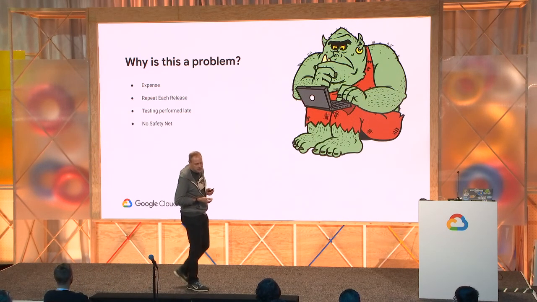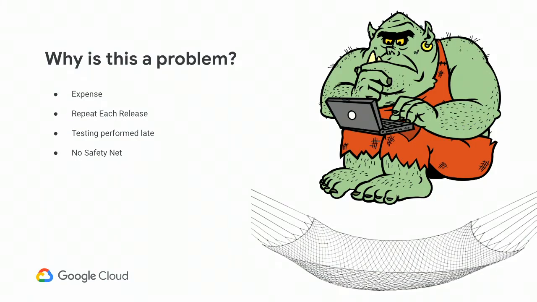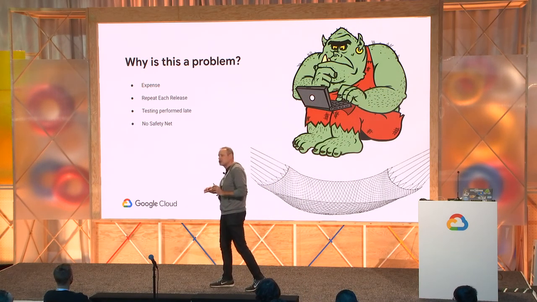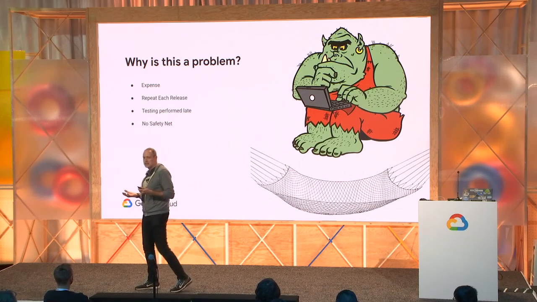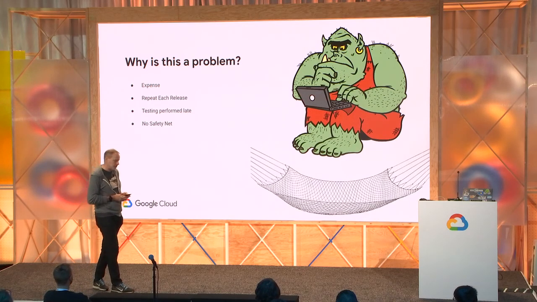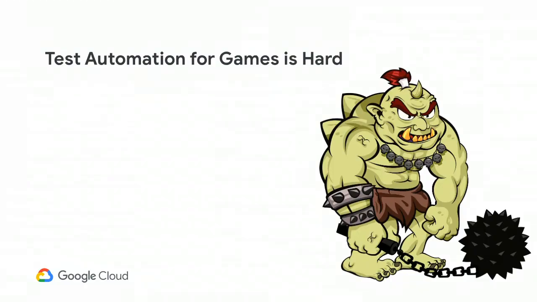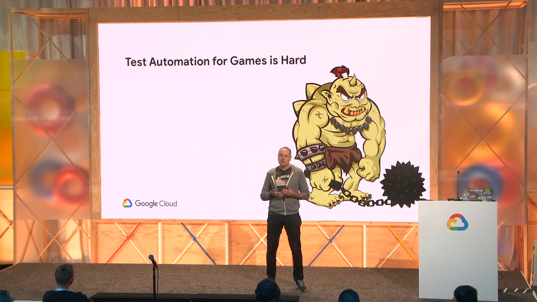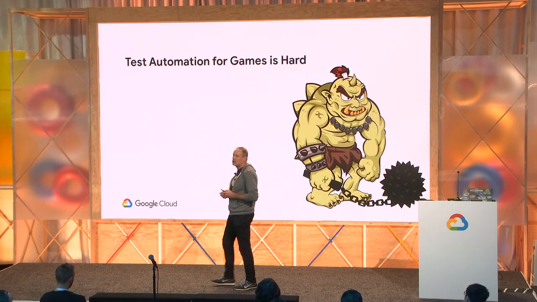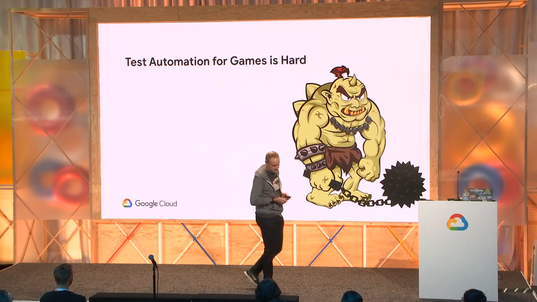And lastly, there is no safety net, which means you as a game developer don't know if the change you're about to commit is going to break the game in some fundamental way. So why are games companies and developers not flocking to automated testing? Well, it turns out that testing games is frankly really, really hard.